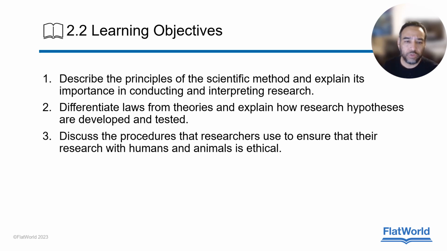Learning objectives for 2.2 are to describe the principles of the scientific method and explain its importance in conducting and interpreting research. Differentiate laws from theories and explain how research hypotheses are developed and tested. Discuss the procedures that researchers use to ensure that their research with humans and animals is ethical. I won't go too much into animal research in this lecture, but I will talk about it.